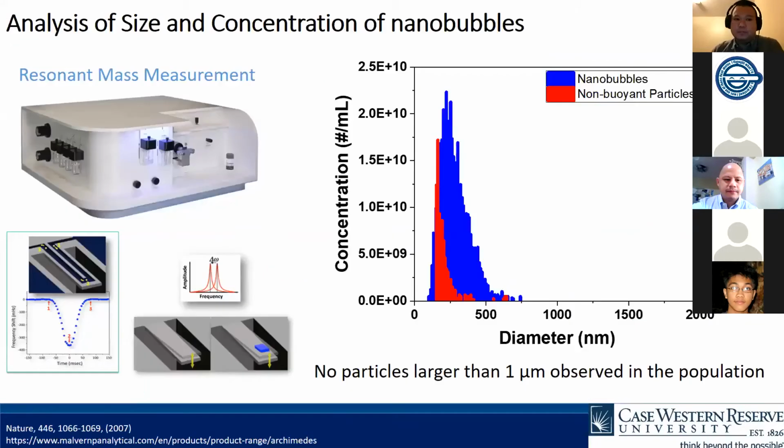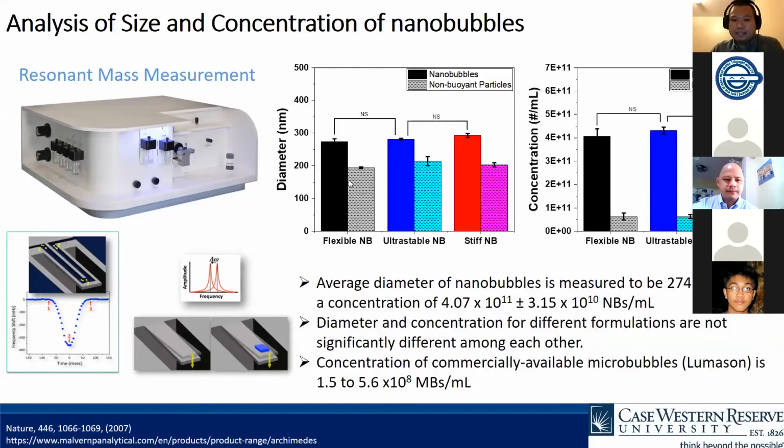After we isolate the nanobubbles, we analyze the size and concentration. To do this, we used resonant mass measurement, wherein we let each nanobubble flow through a cantilever that is oscillating and look at the shift in the frequency. From this instrument, we can get the concentration and the diameter. Here is representative data. As you can see, there's no nanobubble that is bigger than 1,000 nanometers. We also learned that the diameter and the concentration did not vary significantly regardless of the formulation.